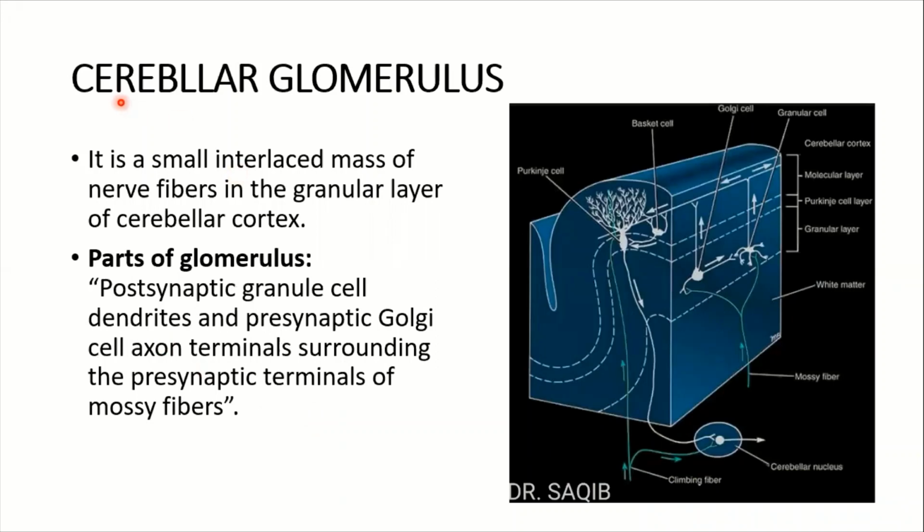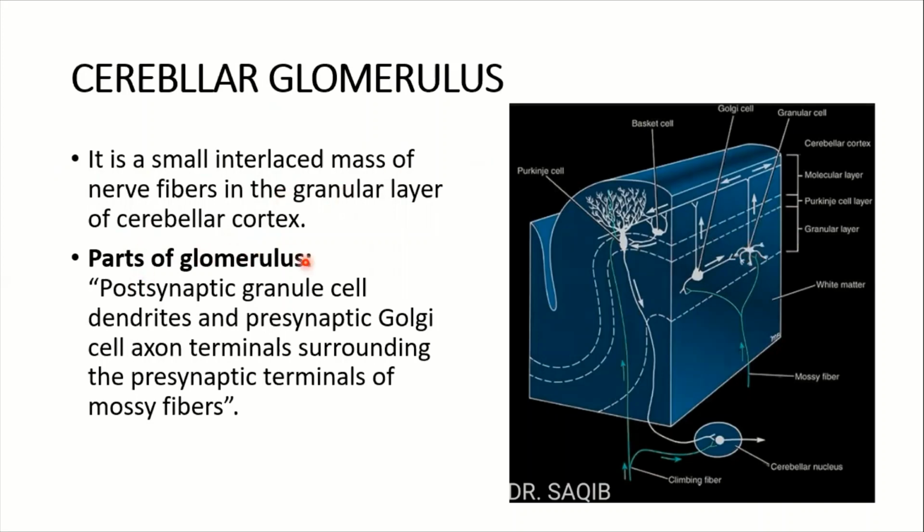So in the last, let me tell you what a cerebellar glomerulus is. Let's study that. Cerebellar glomerulus. It is a small interlaced mass of nerve fibers in the granular layer of the cerebellar cortex. Here is the granular layer. Here is the glomerulus formed.